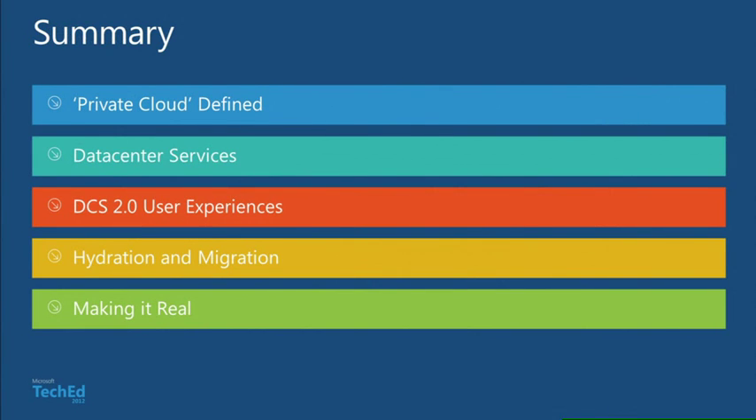So, summary, private cloud defined. We say NIST, 5 key characteristics: elasticity, broad network access, self-service, measured services.